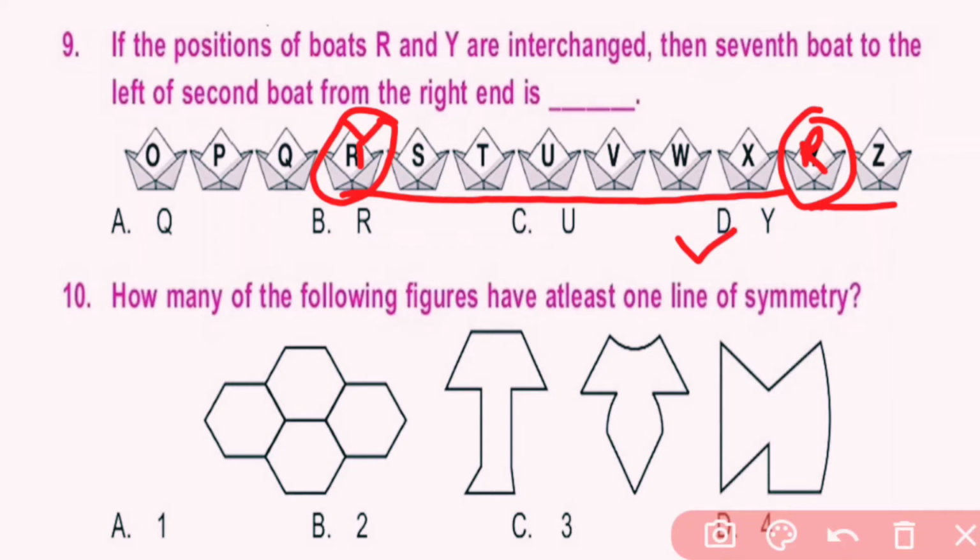Question number 10. How many of the following figures have at least one line of symmetry? First figure has 2 lines of symmetry. This figure has no line of symmetry. This figure has 1 line of symmetry, and this figure has no line of symmetry. So there are 2 figures which have no line of symmetry. So B is the right answer.